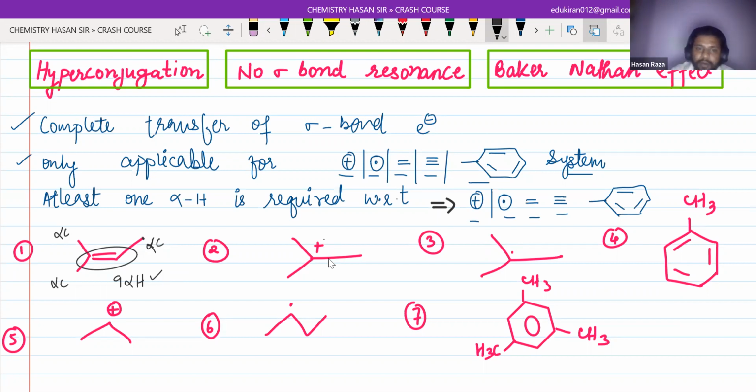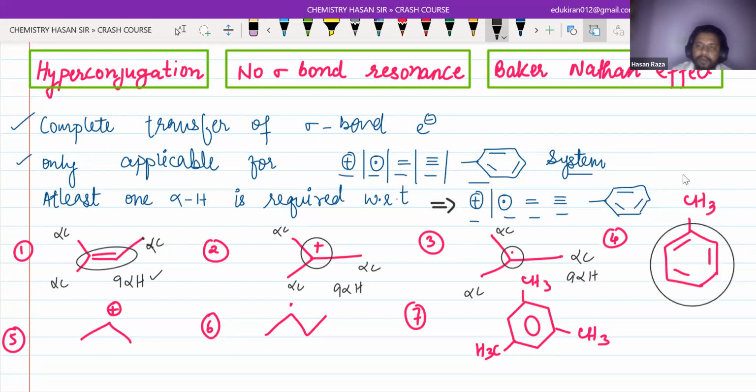You can see this is your carbocation. So this is also your alpha carbon, alpha carbon, alpha carbon. So 9 alpha hydrogen is there. Now you can see this is your free radical. So this is your alpha carbon, alpha carbon, alpha carbon. So 9 alpha hydrogen. Now this is your system, phenyl. So this is your alpha carbon. So it has 3 alpha hydrogen.